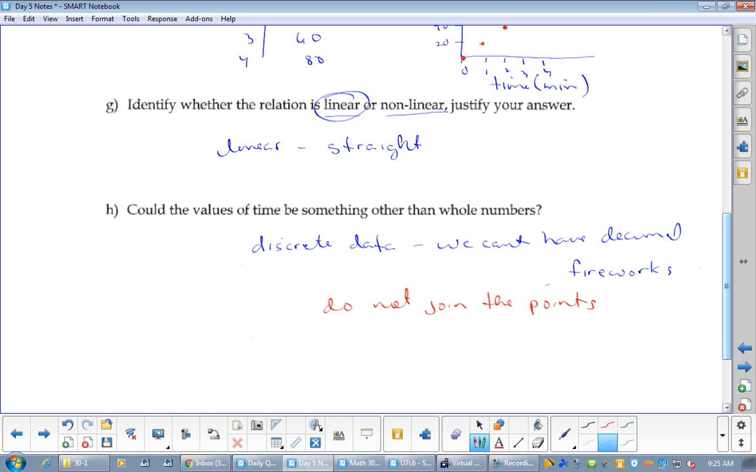Even though it's a linear relation, we're not drawing a line. Okay? But they are in a line. They're lined up nice. If you see something like this, starts here, then goes there, then goes there, then goes there, that's a nonlinear, hence the curve.